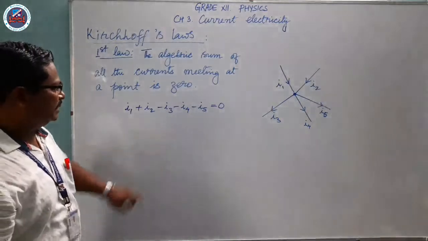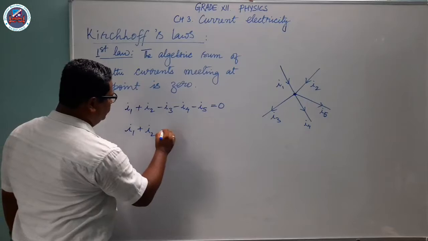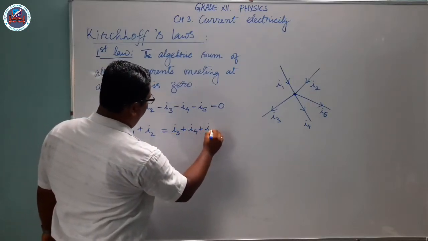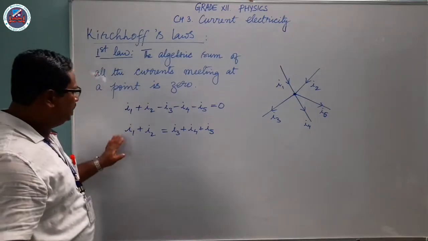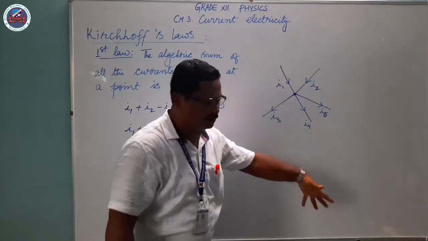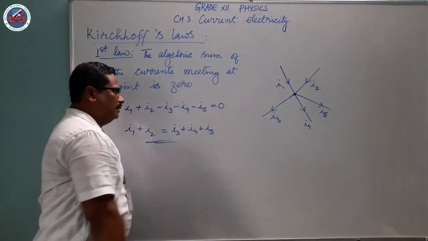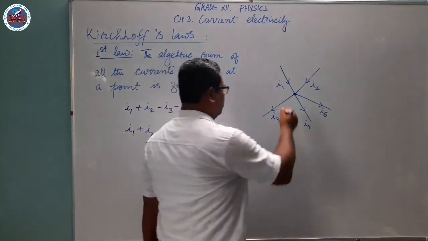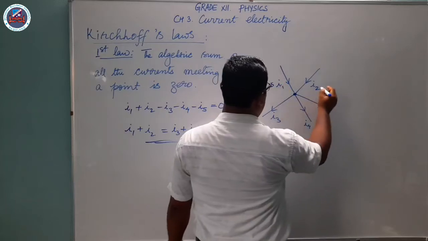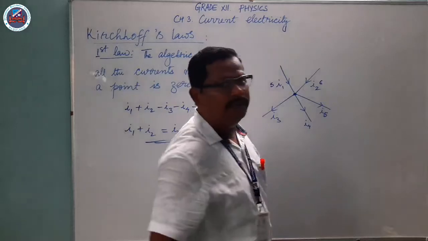You can understand this law this way also. I1 and I2 were coming in, and that will be equal to I3 plus I4 plus I5. That means how much current is entering the junction, the same amount of current should leave the junction. Another way of understanding: suppose I1 is 5 ampere and I2 is 6 ampere. Total is 11 ampere, so leaving also it must be 11.